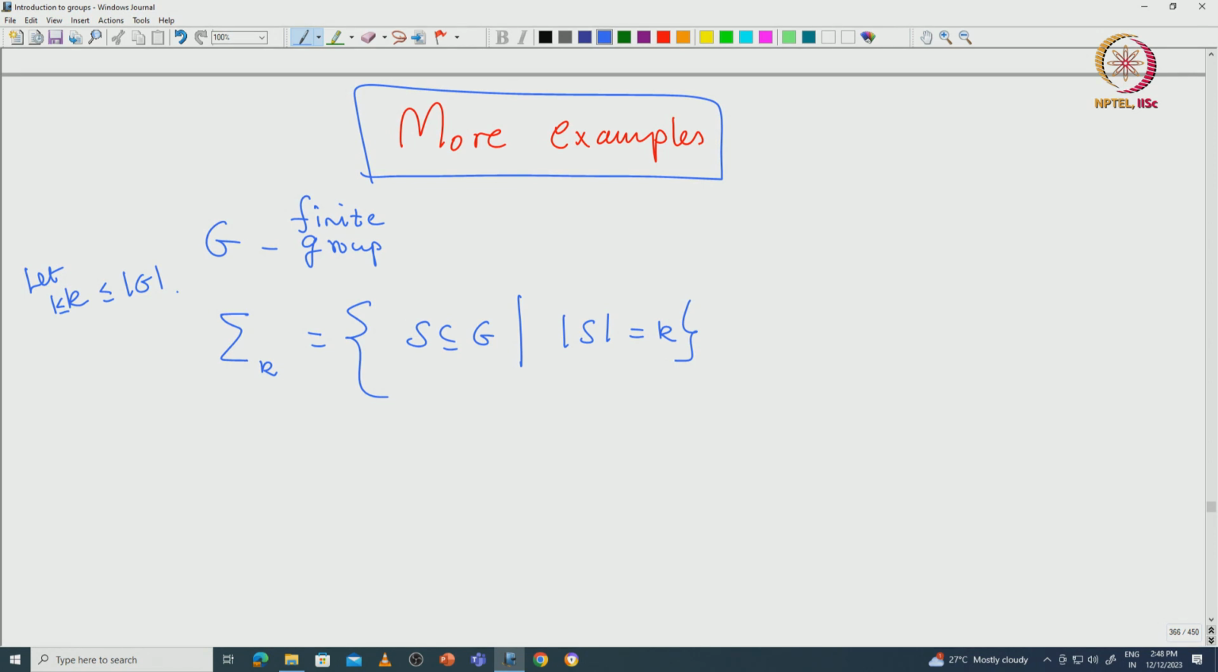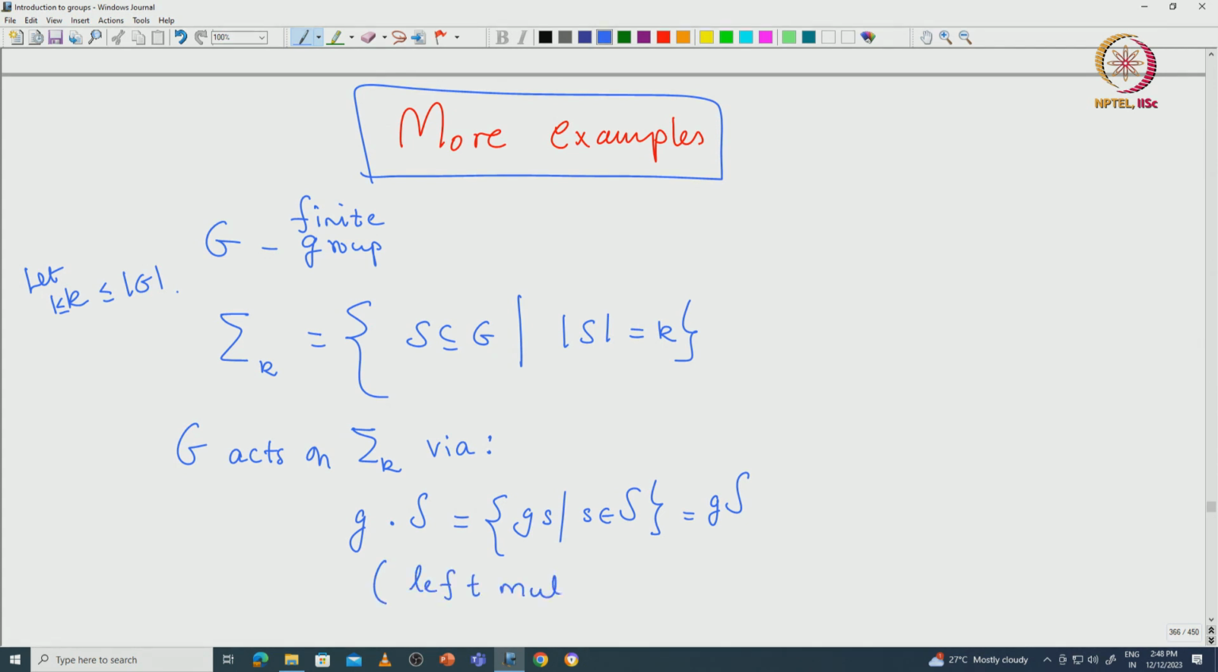So now what we want to do, we want to make G act on this sigma k, and there is this natural action given by left multiplication. So G acts on sigma k via the following formula. You take g and some S, and you send it to the following subset gS, which is by definition g capital S. So this is just given by the left multiplication. So this is acting via indeed left multiplication.